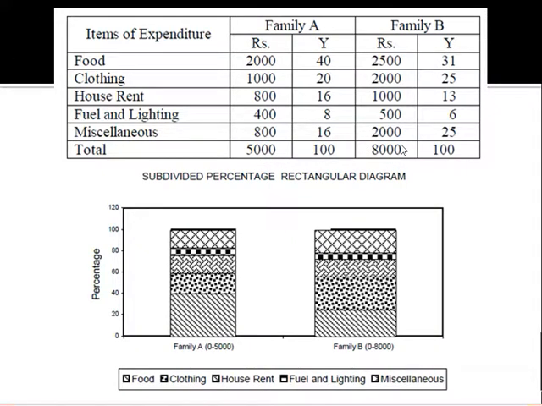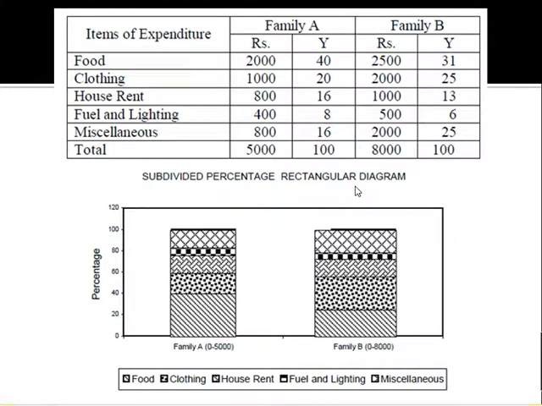So, this is the total expenditure. Out of this 5,000, family A uses 2,000 for food, 1,000 for clothing, house rent 800, fuel and lighting 400 and miscellaneous 800. Family B spends a total of 8,000, out of which 2,500 is spent for food, 2,000 for clothing, 1,000 for house rent. For fuel and lighting they use 500, and 2,000 for miscellaneous expenses.